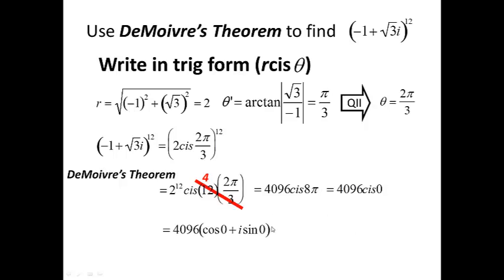And if we want to write that back into standard form, we take the cosine of 0 and the sine of 0, and cosine of 0 is 1, and sine of 0 is 0. So the imaginary part goes away, and we get 4,096, to the right.